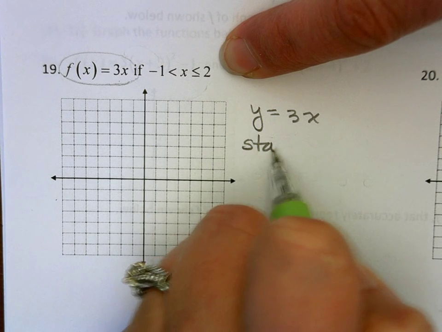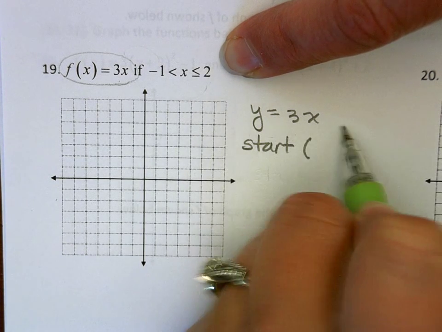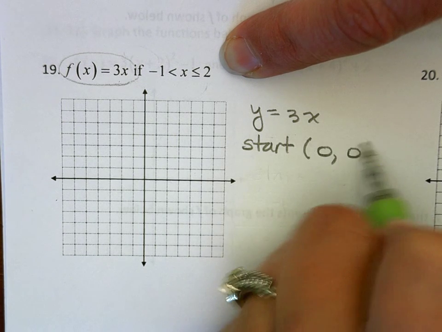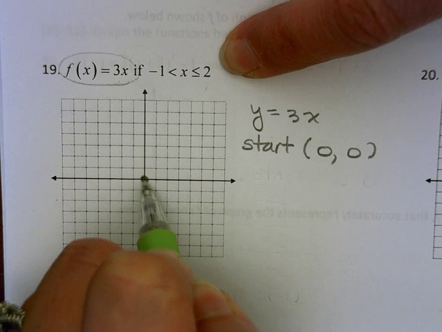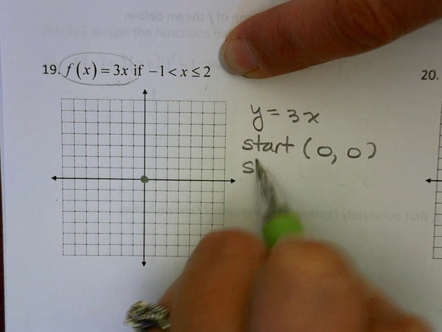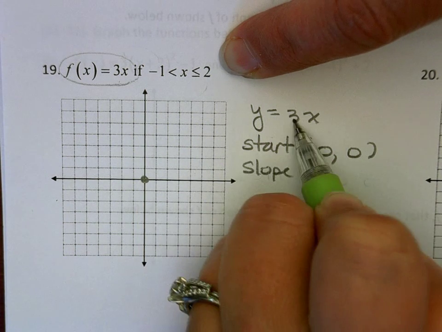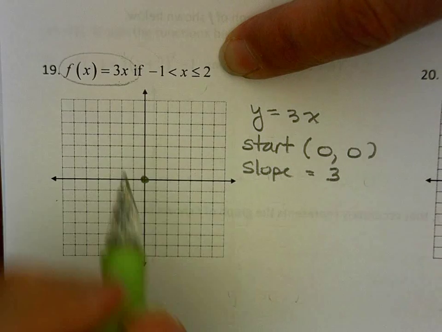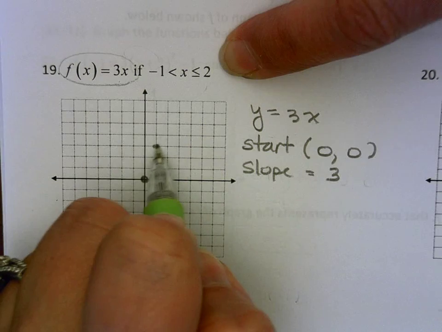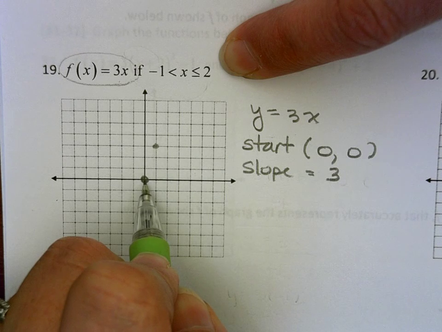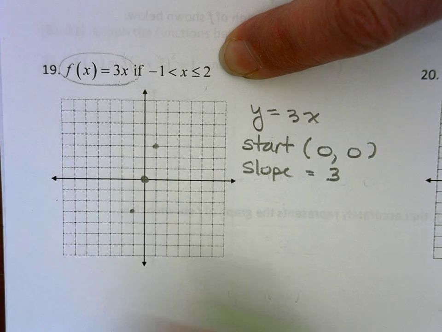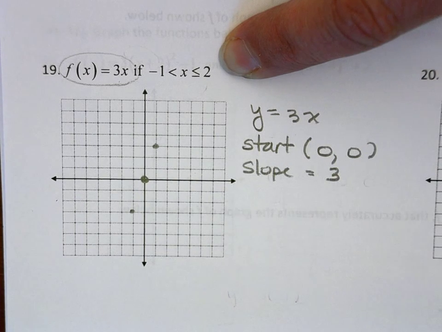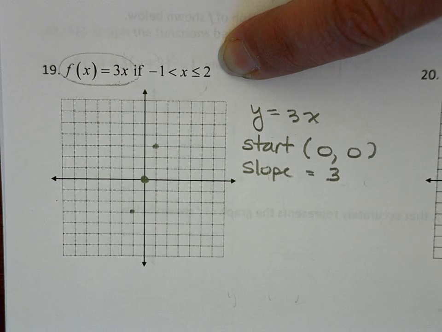So I have to find my start. Not adding anything to x, and I'm not adding anything to 3x, so my start is 0, 0. And then my slope or my stretch is just the number multiplying x, which is 3. So from my start, I'm going to go up 3 and over 1. And then because it's a line, I'm going to go down 3 and left 1. So normally I would just draw in that line and connect the 3 dots and be done.